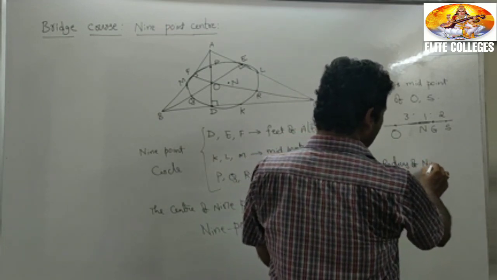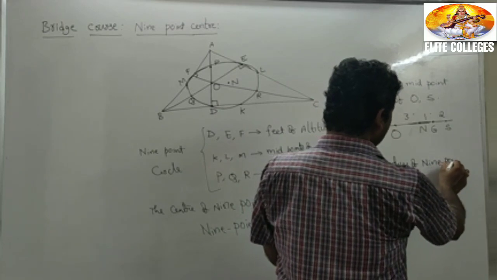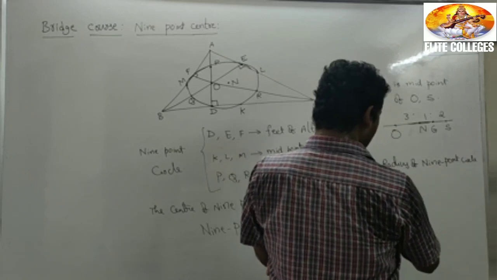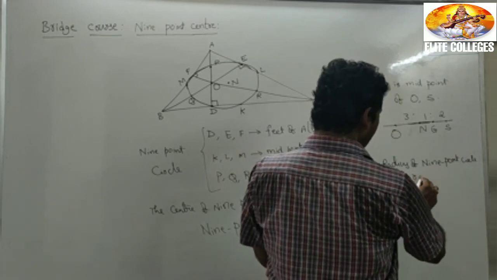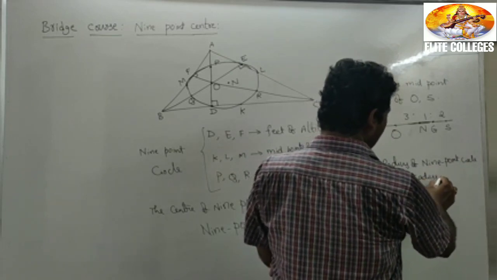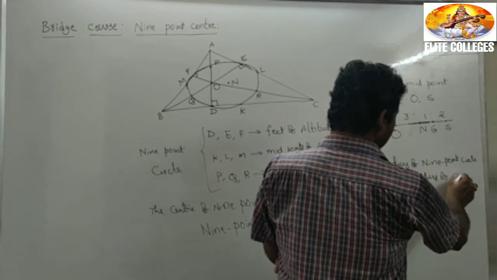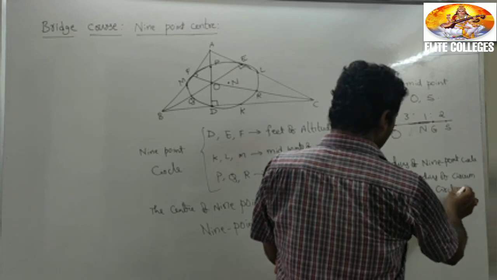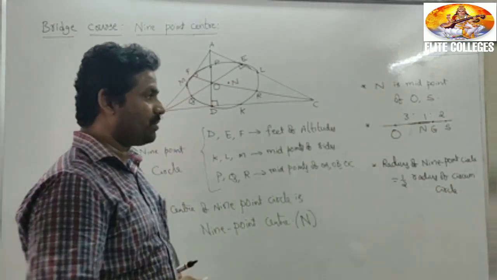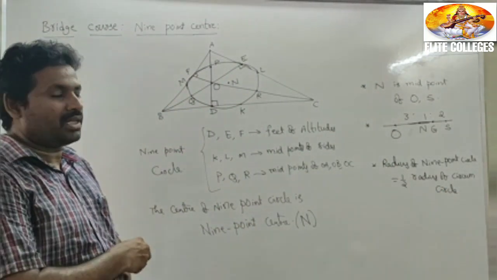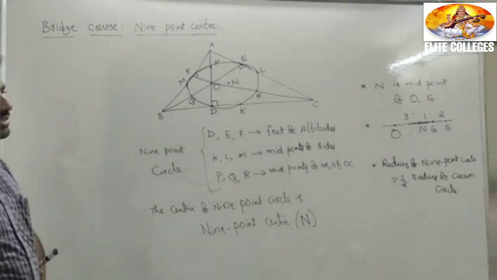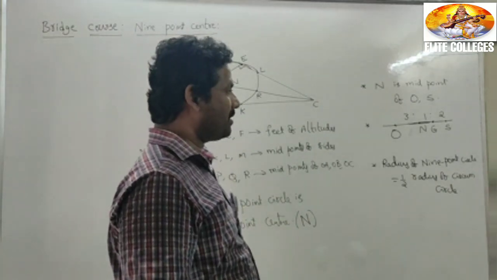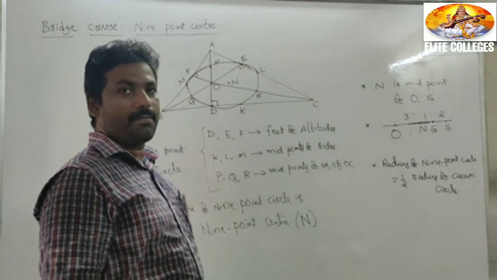And one more thing: the radius of the 9-point circle is equal to half the radius of the circumcircle. These are the points about the 9-point center. That means when the orthocenter and circumcenter are given, we can also find the 9-point center.